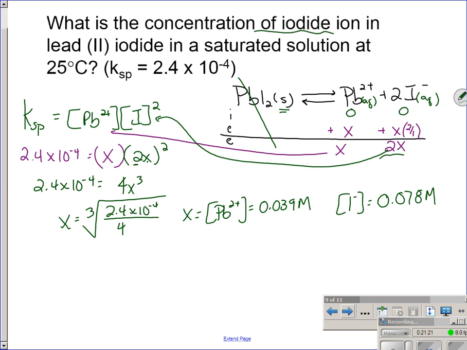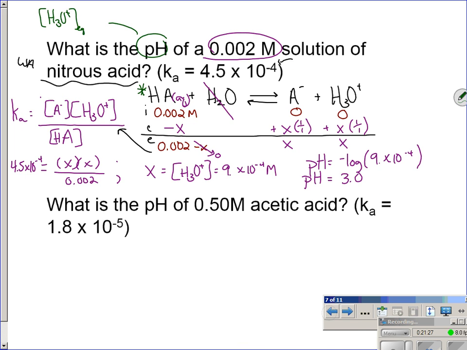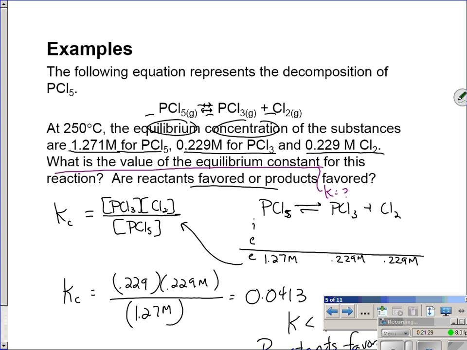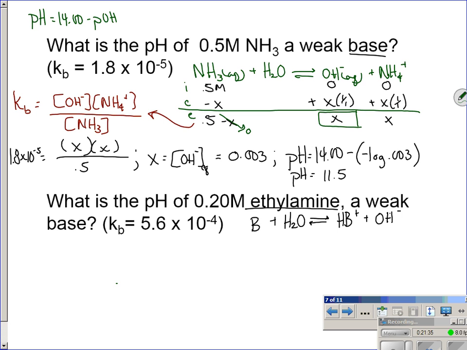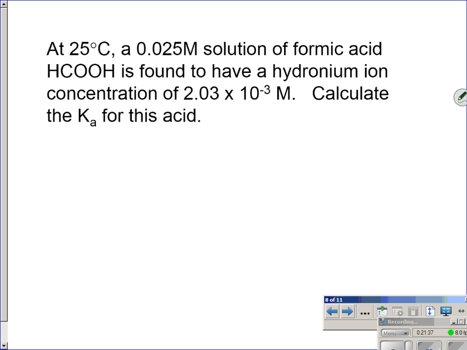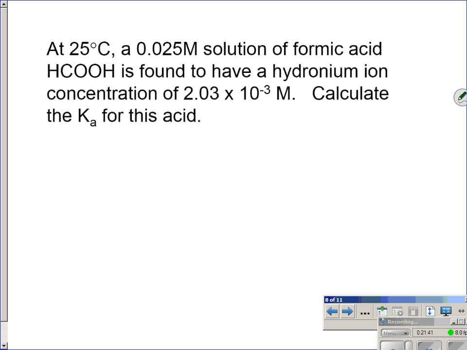So this is how we handle solubility product equilibrium. You had a general equilibrium problem, the first one, and then you had an acid equilibrium problem, and a base equilibrium problem, and then a solubility product. I want to go back and do just one more.